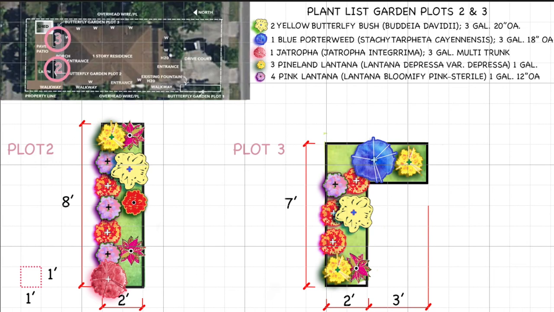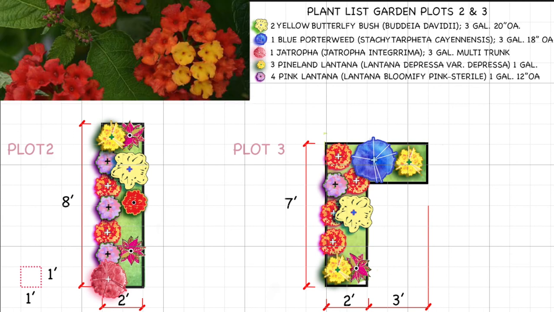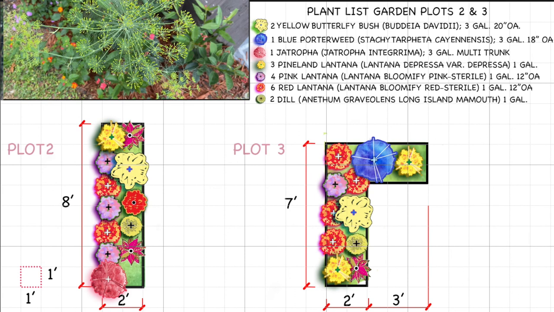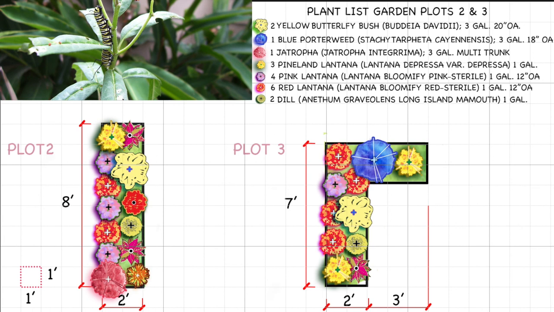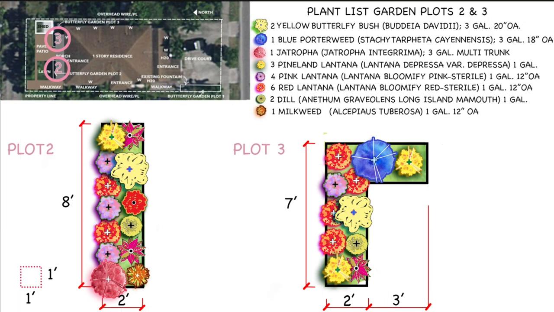Interspersed with the pink bloomify, I'm adding the red bloomify lantana, which is a robust grower and has these beautiful red and orange flowers that the butterflies go crazy for. Next, I'm adding in some dill plants and capping it all off with, to finish the design, a milkweed. So there we have it. We have our second plant list created. And now we just take that with our plant list from the front yard and go shopping for the plants.